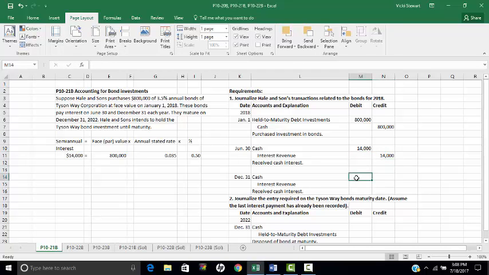The bonds also pay interest on December 31st, so we need to make the same entry on December 31st and debit cash for $14,000 and credit interest revenue for $14,000.